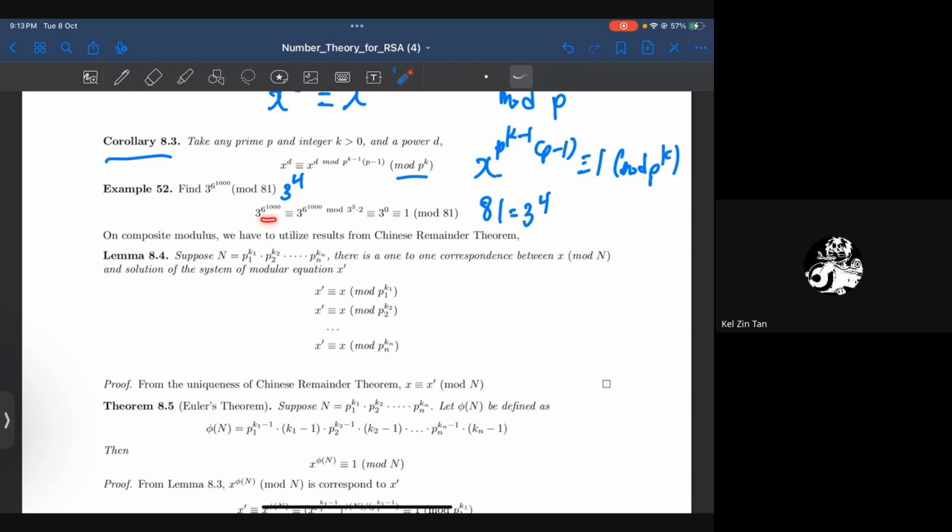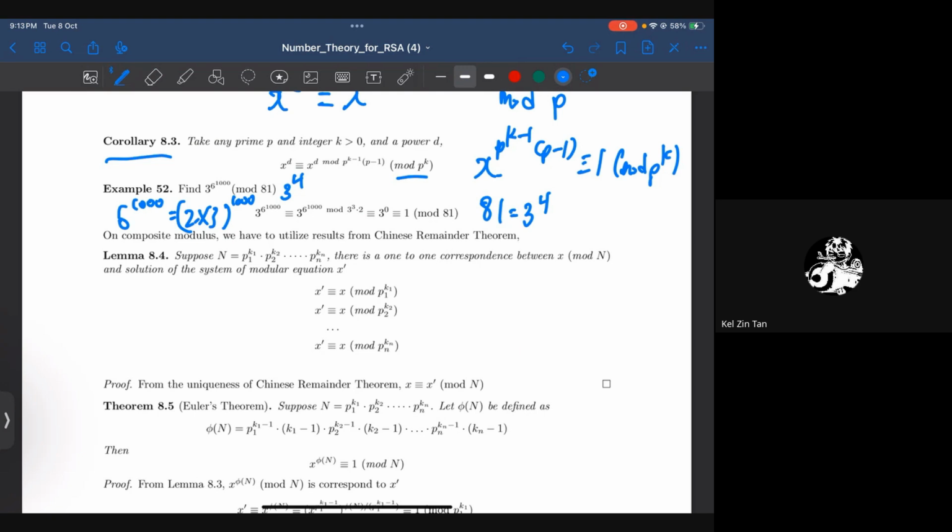So 6 to the power of 1000 modulo this 3 to the power of 3 multiplied by 2 will always become 0. Why? Because 6 to the power of 1000 can be rewritten as 2 times 3 to the power of 1000. And then you can see that when you divide this with that, the remainder is always 0. So you get that 3 to the power of 6 to the power of 1000 modulo 81 is congruent to 1.